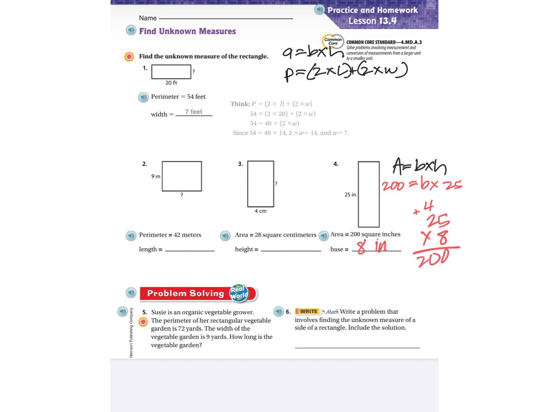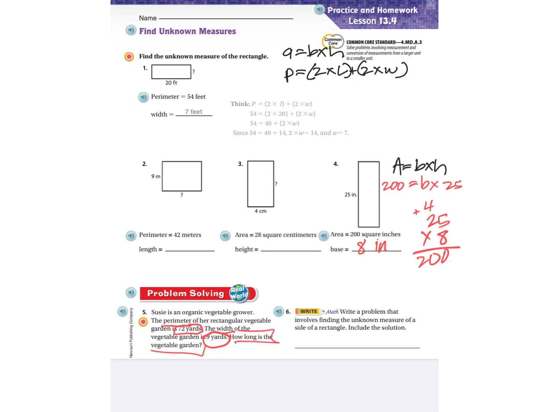Let's do one with perimeter because it just is a couple more steps. Oh, actually, it already did number 1 for perimeter. So let's look at number 5. Okay. Number 5 says Susie is an organic vegetable grower. Super cool, but do we need it? No. Okay, the perimeter, is that a clue? Yes. The perimeter of her rectangular vegetable garden is 72 yards. Keep reading it with me, please. The width of the vegetable garden is 9 yards. How long is the vegetable garden?